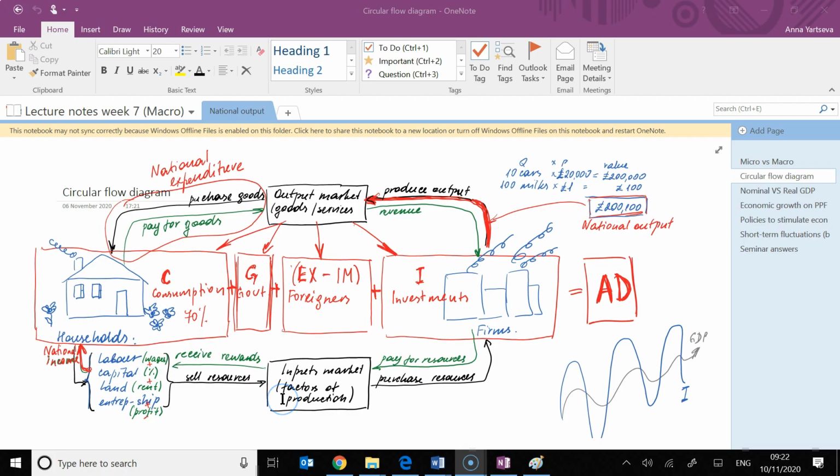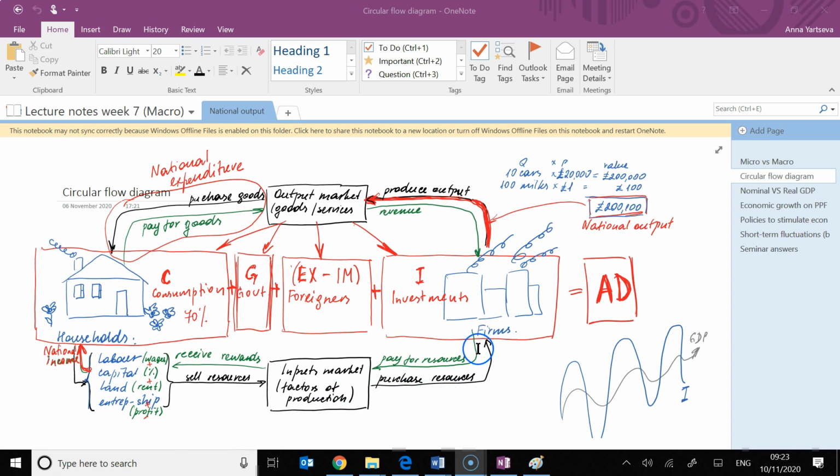Households sell their resources, they own all resources, and they sell them in input markets. For example, workers sell their labor services. Capital owners lend their capital in order to earn interest on it. Landlords provide rental premises for everyone who wants to rent them out in return for rent, and so on. And entrepreneurs, businessmen, use their intellectual abilities, their skills, in order to create businesses and make a profit from this. So all these factors of production are sold in input markets, and this is where resources are purchased.